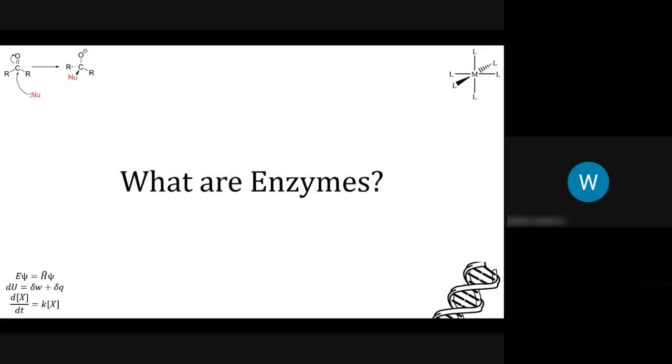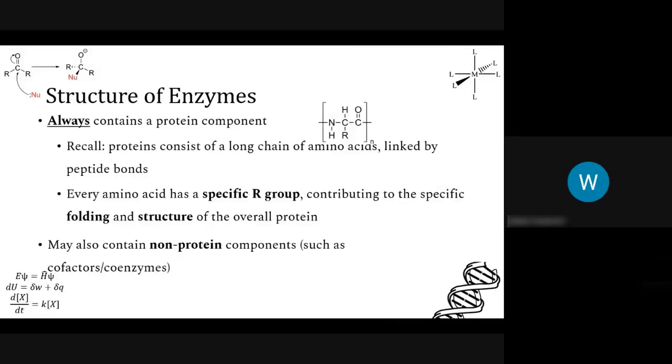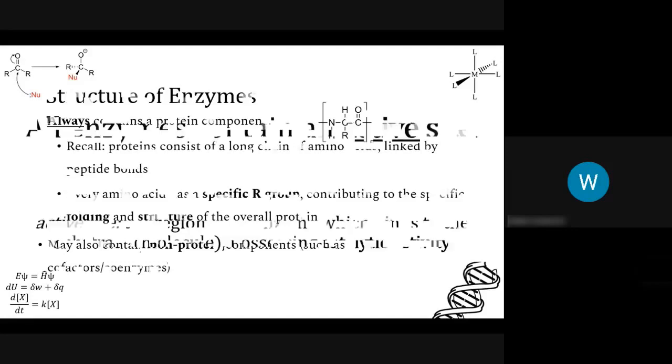Okay, I'll begin by introducing enzyme catalysis. First of all, what are enzymes? In H2 Chem, we have learned that enzymes are essentially just proteins and are biological catalysts. And proteins consist of a long chain of amino acids, each with its own specific R group. Enzymes may also contain non-protein components, such as coenzymes and cofactors, which usually contain metal ions.